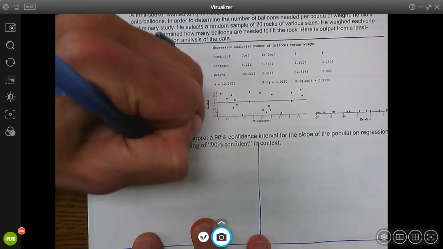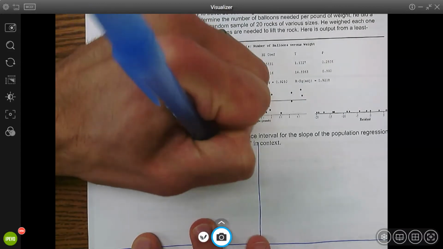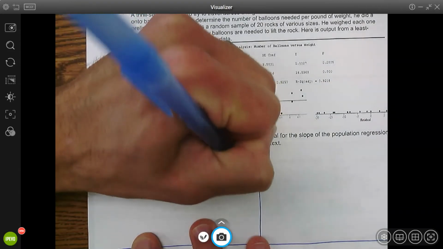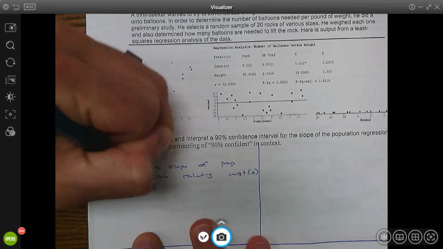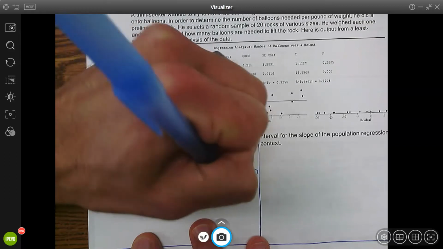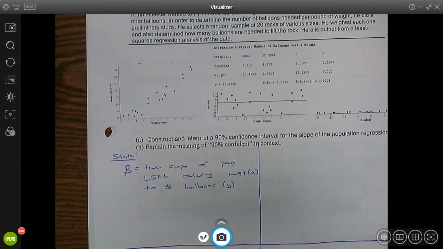As we've seen in the past, the state step is just going to involve defining the parameter. I mentioned earlier in the lesson the true slope is beta. So this is going to be the true slope of the population least squares regression line relating weight to number of balloons. That's it for the state step.